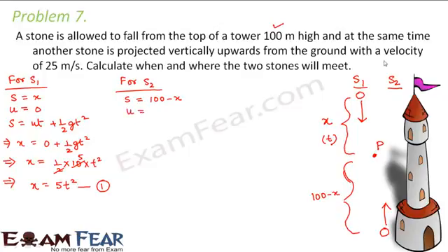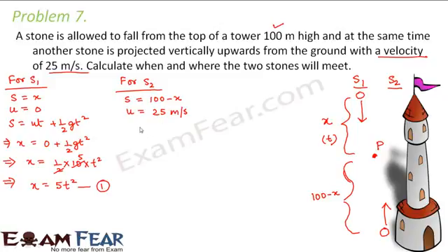Now in the problem it is given that it is projected with a velocity of 25 meter per second. So that means initial velocity is 25 meter per second. Right? And let us suppose the time taken is t, because the time taken will be same, right? Because they are meeting at this point. That means both would have traveled this much distance till point P in the same time.